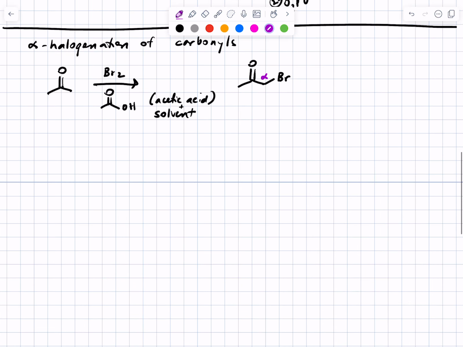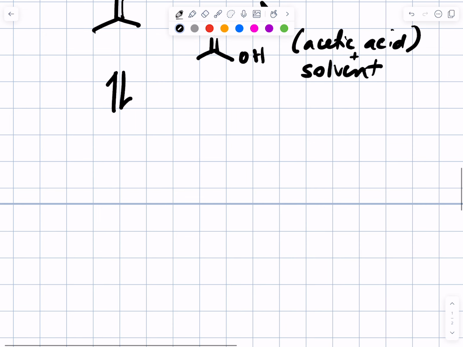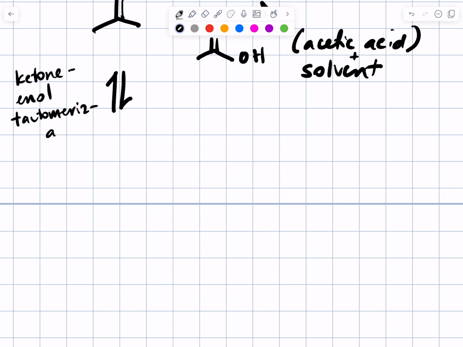And the way this works is first you form the enol. We've done that before, so I'm not going to redraw that mechanism. This is ketone-enol tautomerization. It's a great word. So here is the enol, and here's the alpha carbon of the enol.